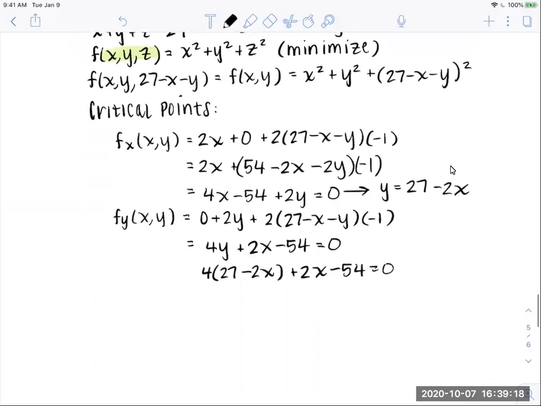So one equation, one unknown. Negative 8x plus 2x gives me a negative 6x. 27 times 4 is going to be 108, minus 54 is a leftover 54, and this equals 0. So in the end, I'm going to conclude that x is equal to 54 over 6, which is 9. This is a positive number, so it checks out in that regard. And then you can plug this back up in your formula to find y. y is 27 minus 18, which is going to be 9.